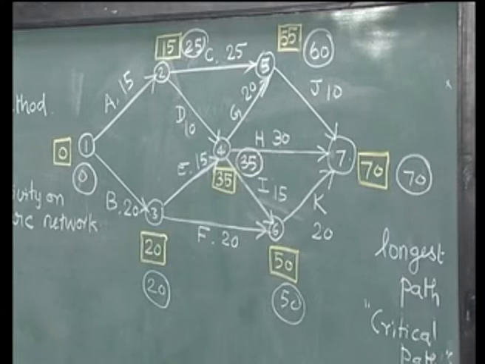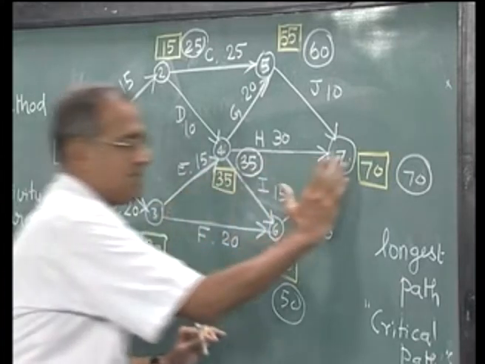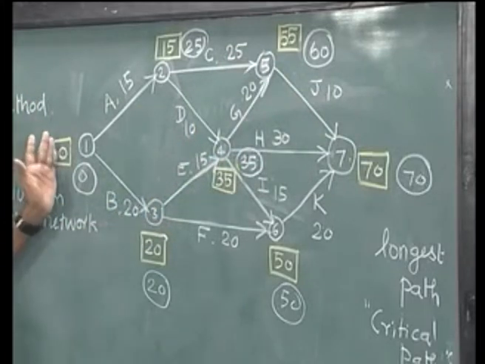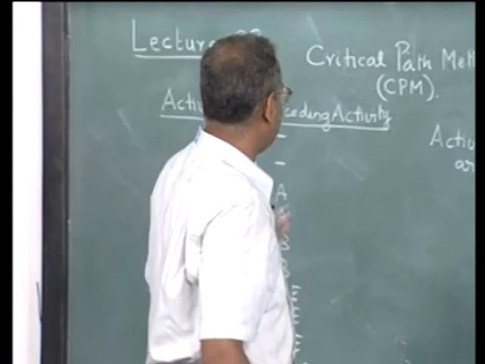So, when we do the backward pass, we start with this 70 and then move backwards till we get this 0. We will see more about the forward pass and the backward pass in the next lecture.